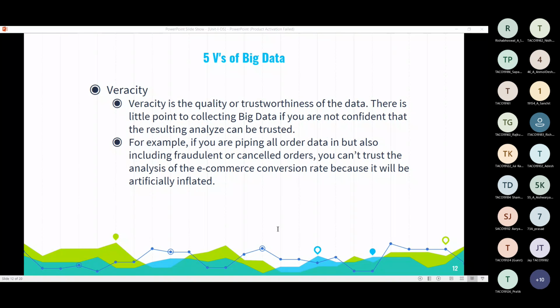For example, if you are piping all order data in, but also including the fraudulent or cancelled orders, you can't trust the analysis of the e-commerce conversion rate because it will be artificially inflated. Correct? So this is veracity of data, the last V of big data.